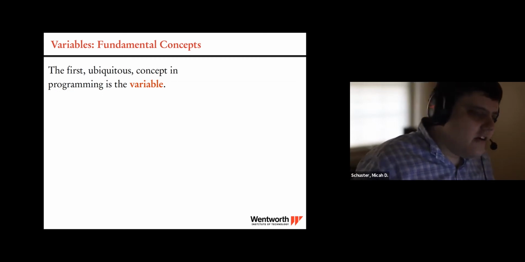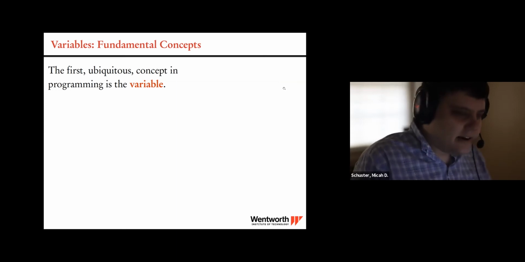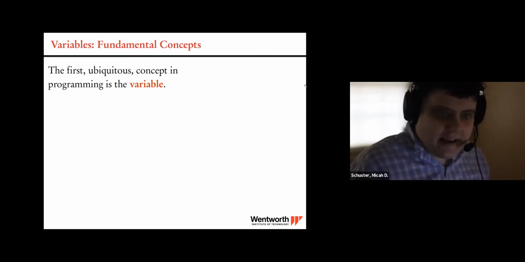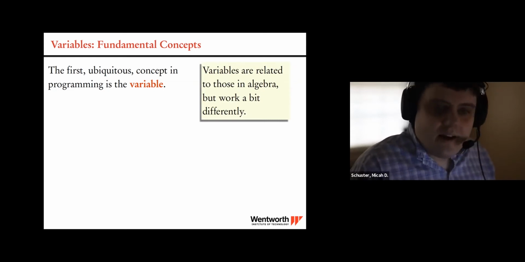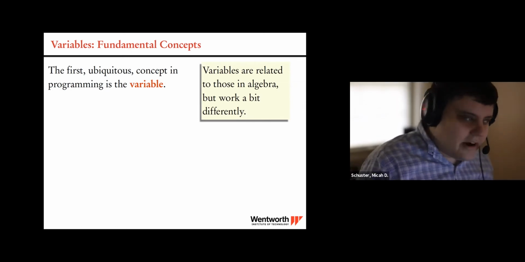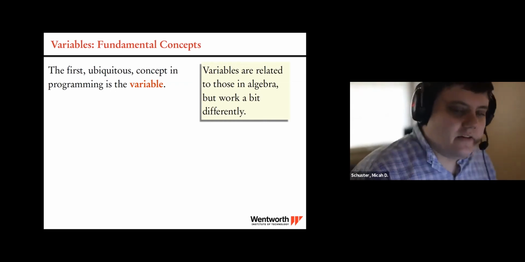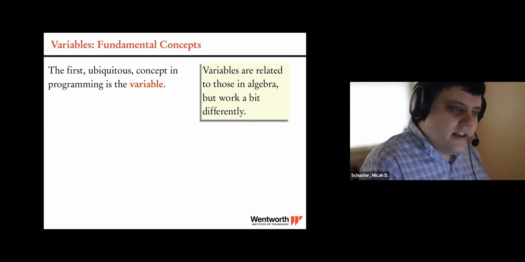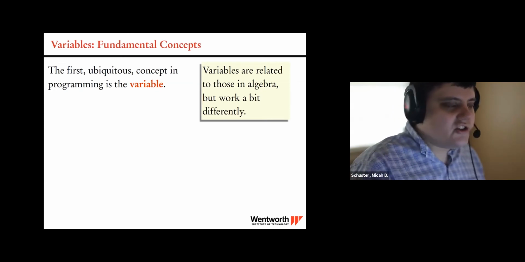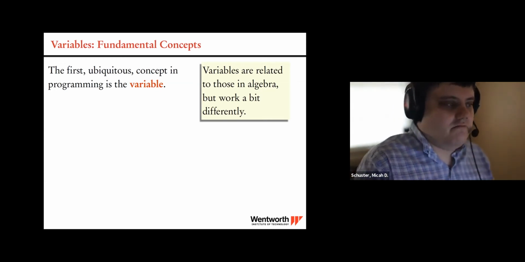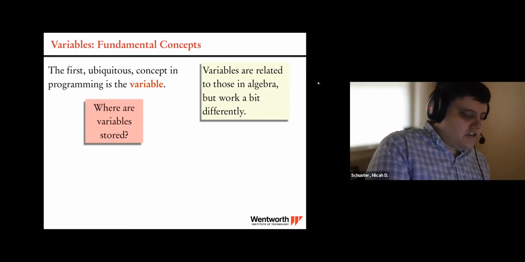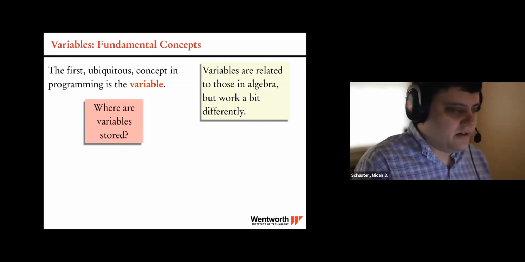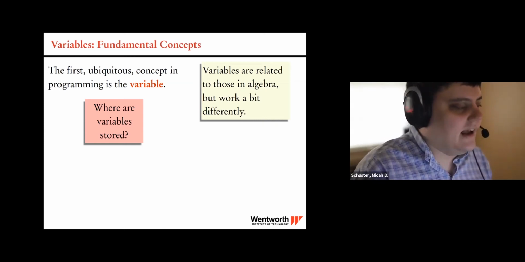If you've been taking algebra classes and calculus classes, you're going to recognize that name, because oftentimes that's what you call an unknown value in an algebra problem or a calculus problem. But variables in programming do work a little bit differently. So don't think of it as an unknown in an equation. Just think of it as a value that will be persistent throughout your program and that you'll be able to change.